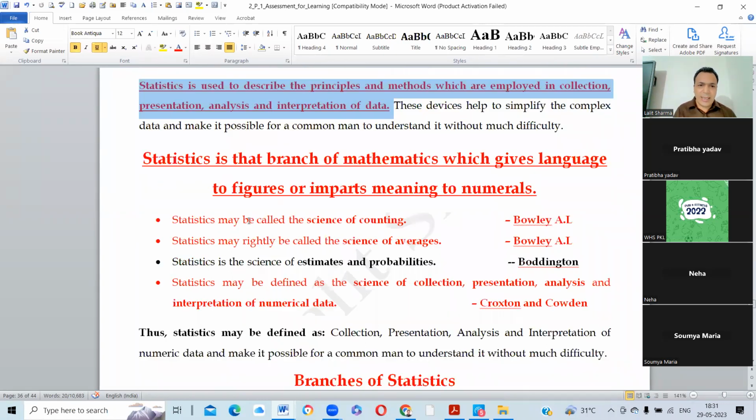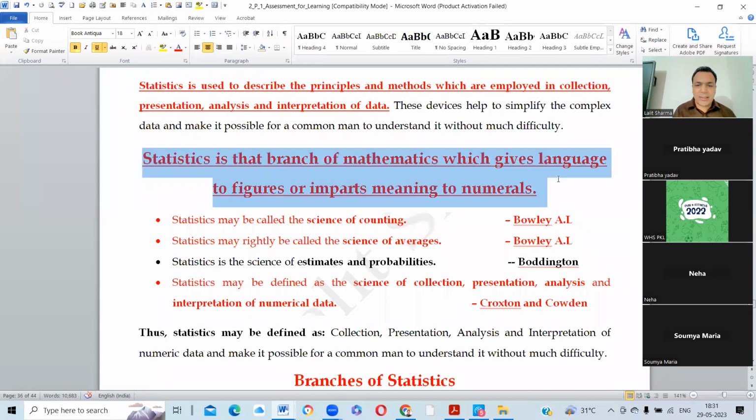Again, what is statistics? Statistics is a branch of mathematics which gives language to figures. This is a very important line. Statistics is the branch of mathematics which gives language to figures or imparts meaning to numerals. Numerical figures seem difficult, but what does statistics do? It gives language to numerical figures, right?